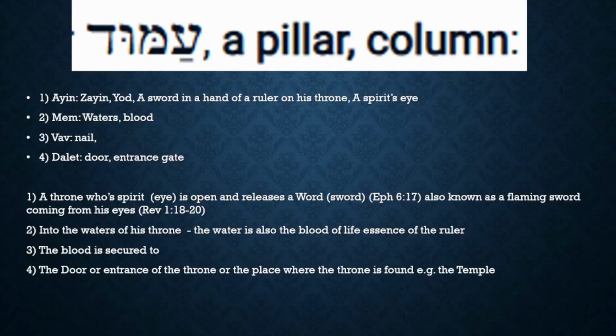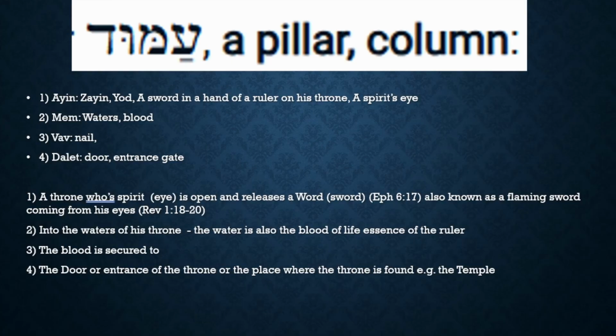Okay, next word for a pillar. Here's another word also describing a pillar. It is not uncommon for Hebrew to have more than one word describing the same thing. So here it is ayin, zayin and yod, but now you've got mem, vav, and a dalet. So that means a throne whose spirit or eye is open to release a word.